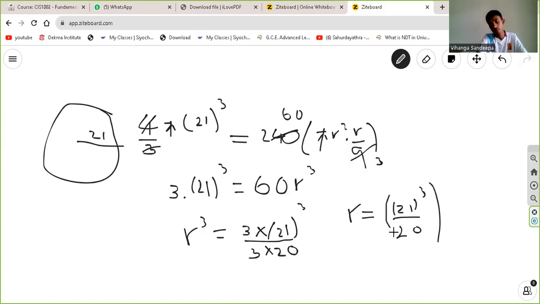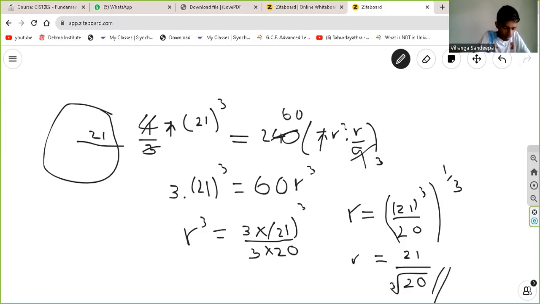1 over third power total. Then 1 over third power, into 21 over 3. Then 3 to 3 cancels, then 21 over the third root of 20. This is the answer. Easy question.